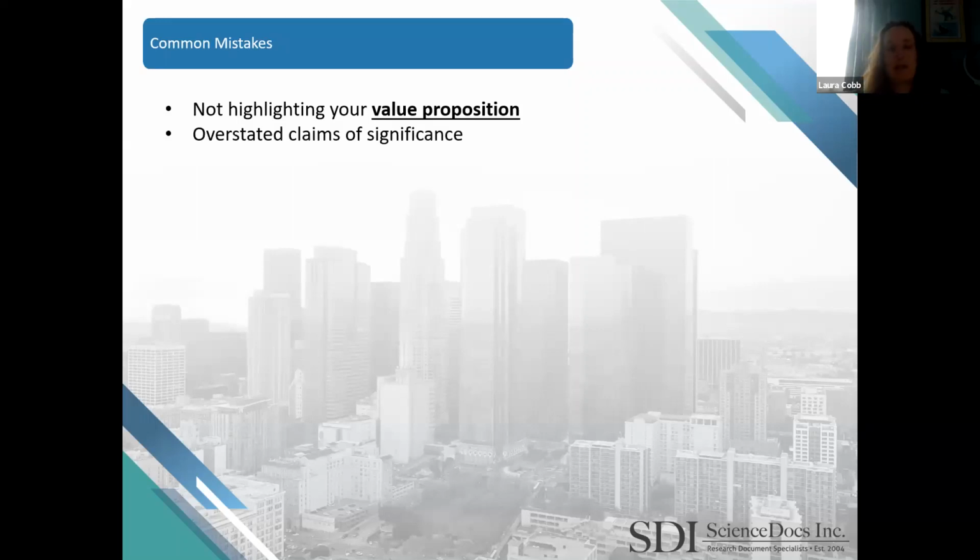But the flip side of that is don't overstate your claims of significance. So, if you're, say, developing an oncology drug, to state on page 1 of your proposal that you're going to save millions of lives with this one thing immediately is obviously not really in touch with reality. So you want to sell yourself, but be realistic as well.